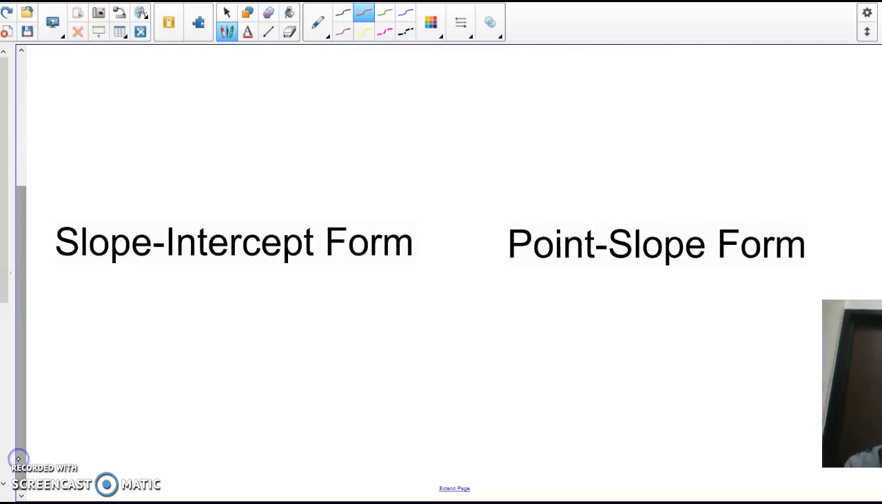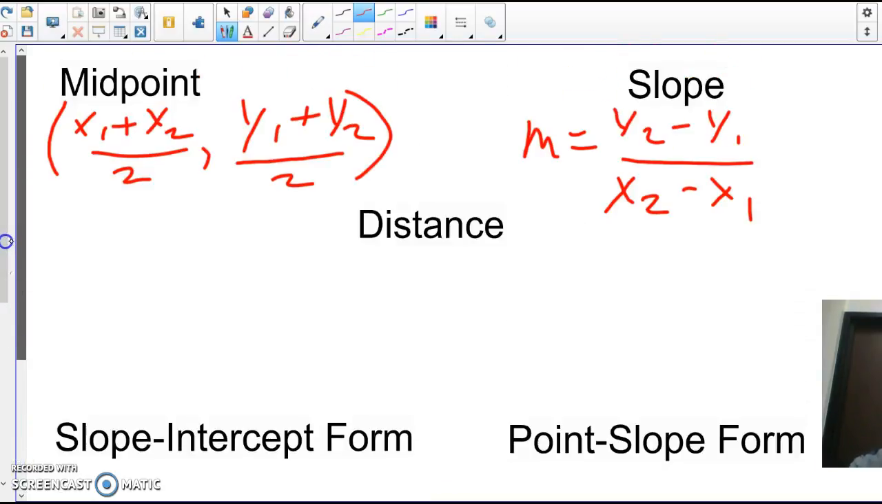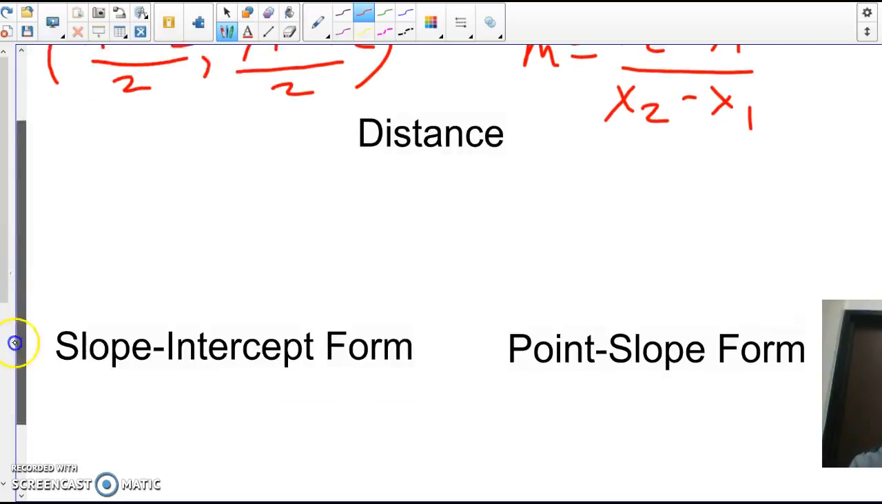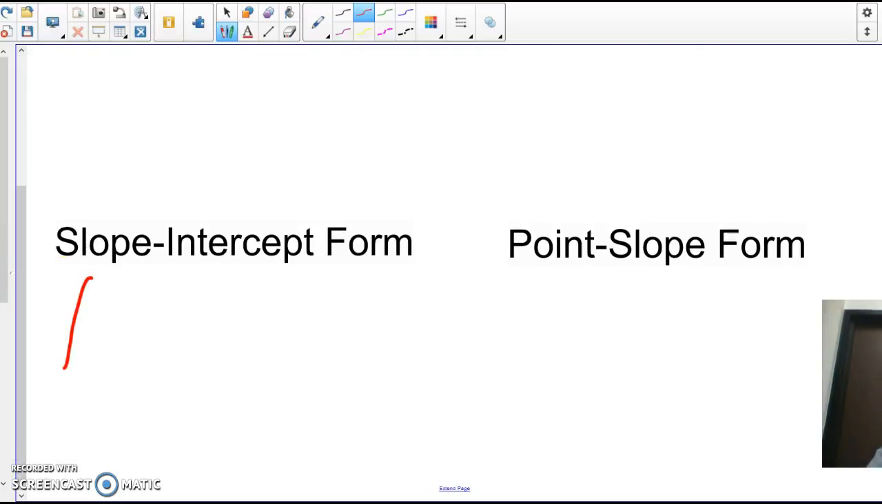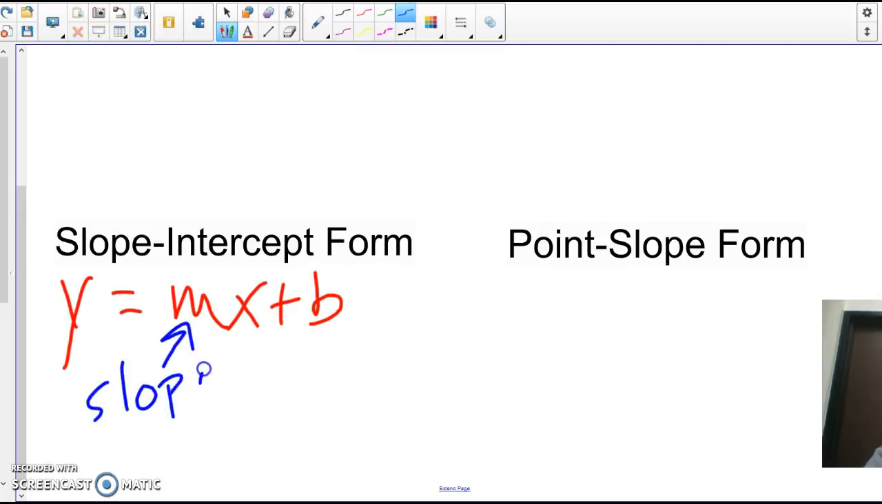All right, slope-intercept form. Okay, slope-intercept form is a form that you guys talked about last year. All right, when I asked for the slope, a lot of you said y equals mx plus b. Well, that is actually our slope-intercept form. Why is it called slope-intercept form? Because if you look at the equation, you can identify your slope, which is m, and identify your y-intercept, which is your b, easily.